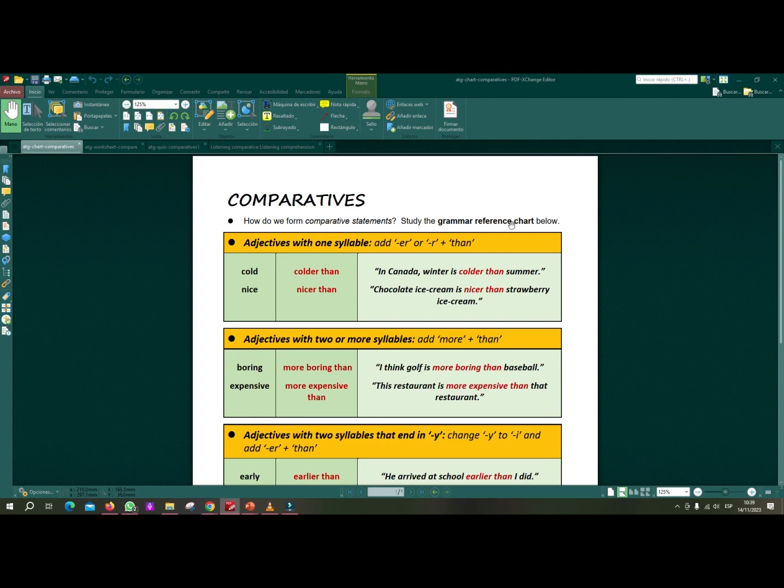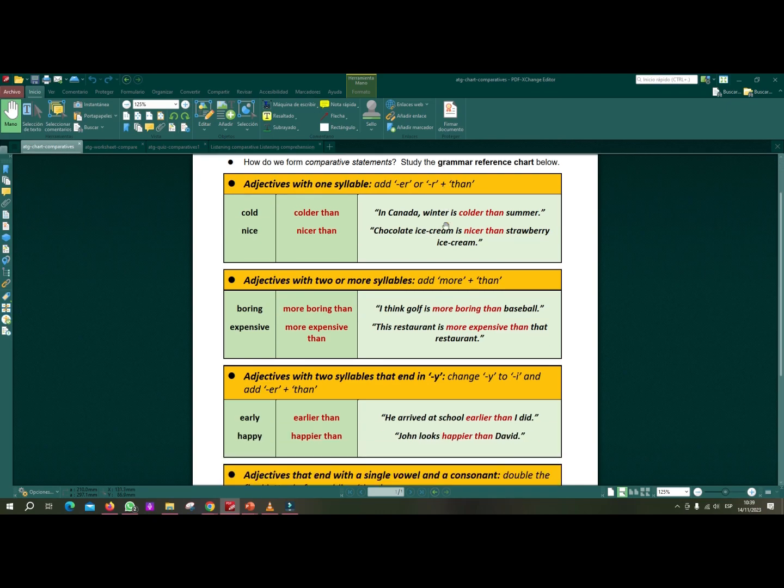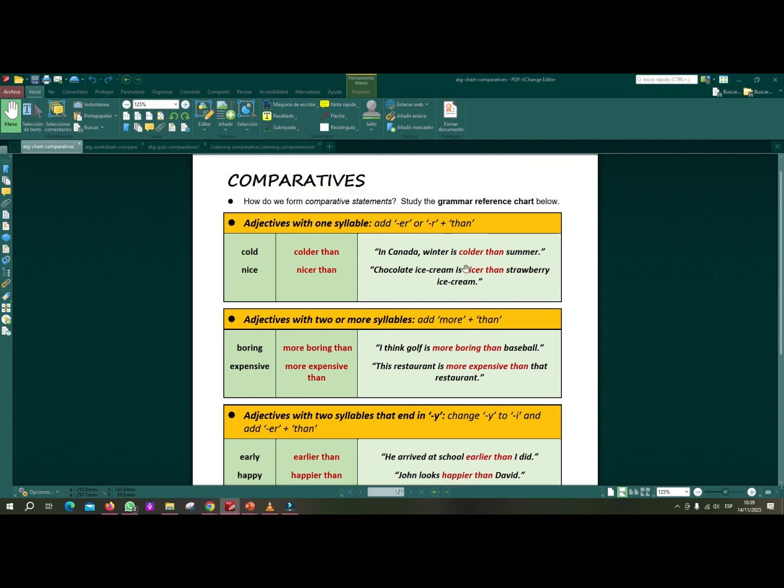De hecho, les voy a enviar este cuadrito con las reglas para que ustedes lo tengan a la mano, ¿verdad? Este es un pequeño resumen de las reglas de cómo utilizar la forma comparativa.